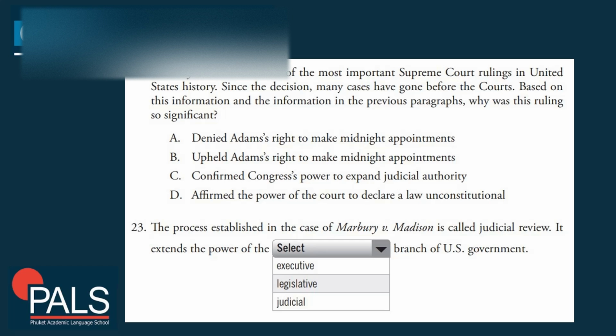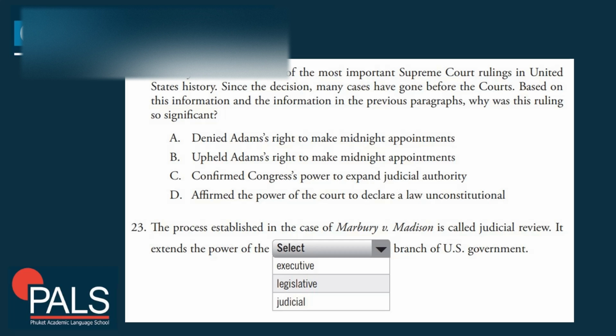Okay, if you've had some thought, then it did neither A or B. It would interpret the law. It did not deny or uphold rights of an exiting president, so A and B are not true. C, it did not confirm Congress's power to expand judicial authority, because Congress doesn't have that power. D is correct. It affirmed the power of the court to declare a law unconstitutional. This is known as setting a precedent.